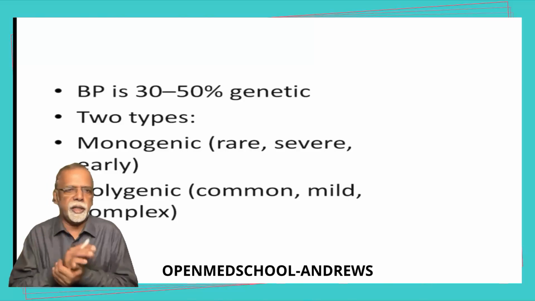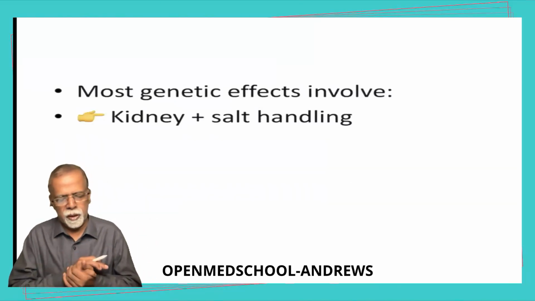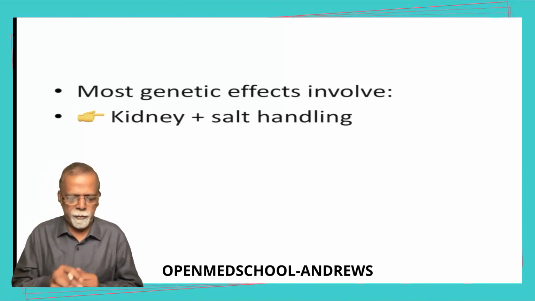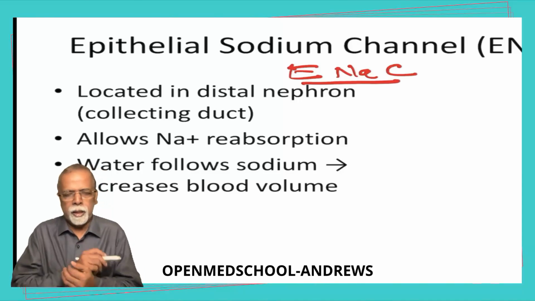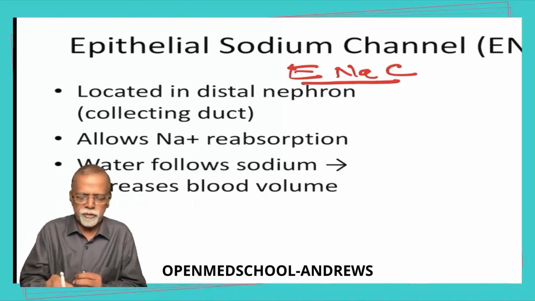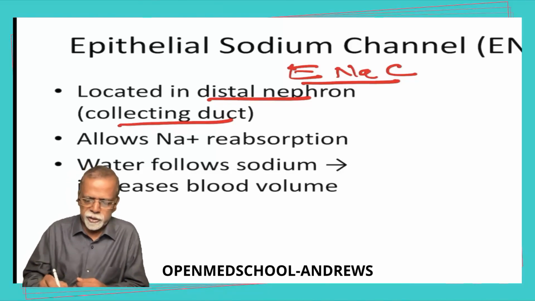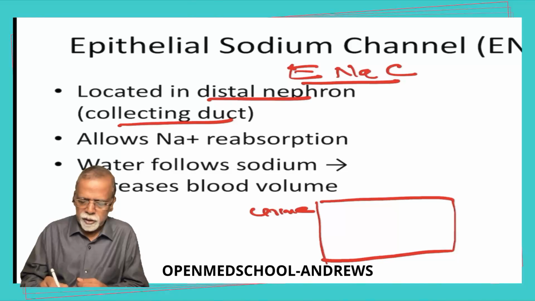So this is what is mentioned. BP is 30 to 50% genetic: monogenic theory, polygenic theory, and hormonal. Most genetic effects affect the kidney's sodium handling. And here comes the importance of the epithelial sodium channels. They are located in the distal nephron, mainly in the collecting duct. They allow sodium reabsorption. So this is the urinary side, and these are the epithelial sodium channels.